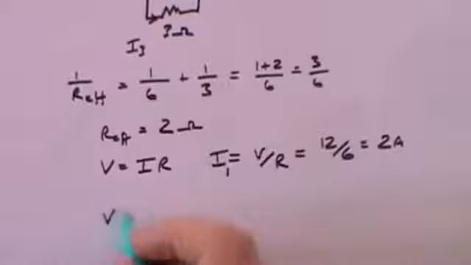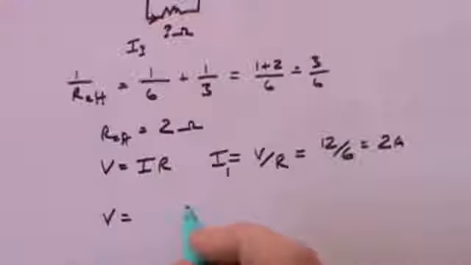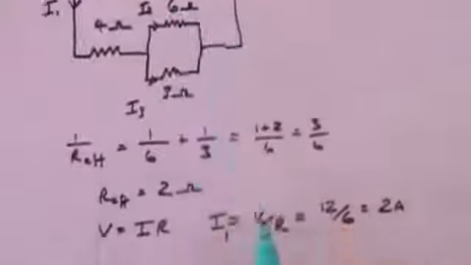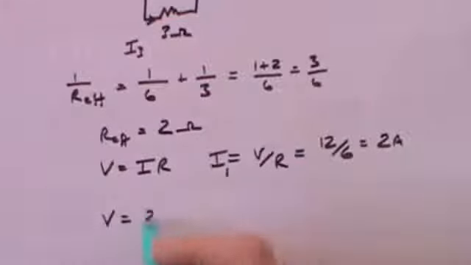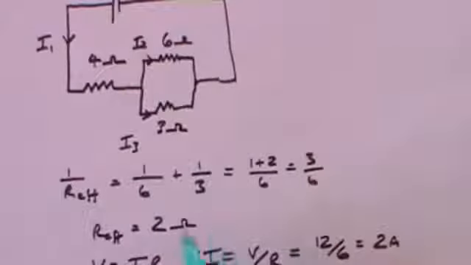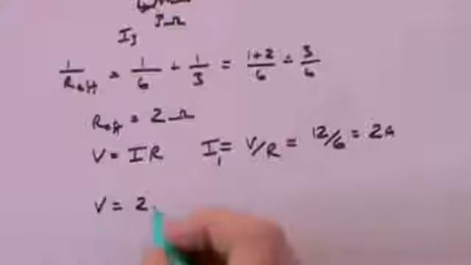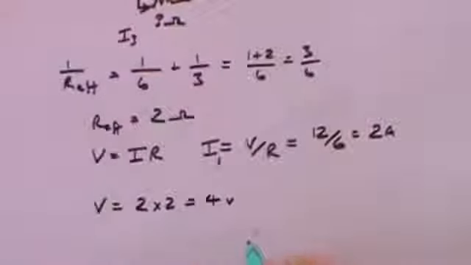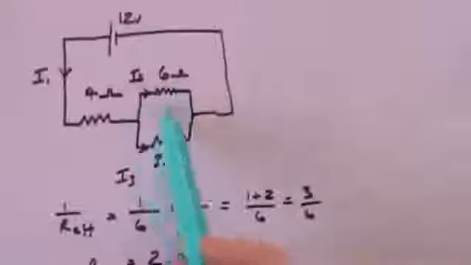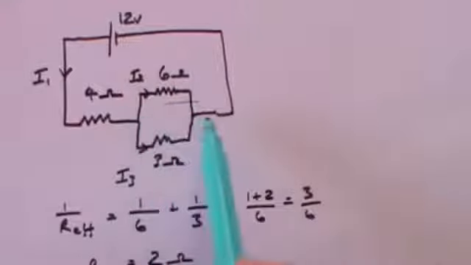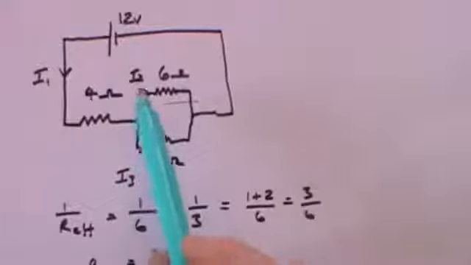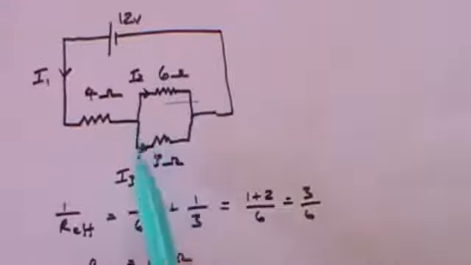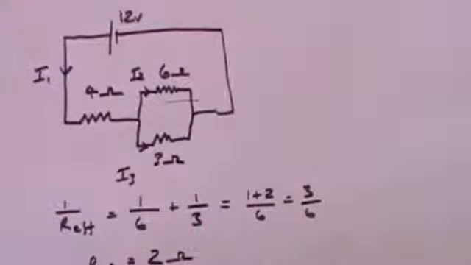So the voltage across that parallel pair of resistors is going to be the current flowing, 2 amps, times the resistance, and the effective resistance we calculated was 2 ohms. So it's 2 times 2, which is 4 volts. So there is 4 volts across this arrangement here.